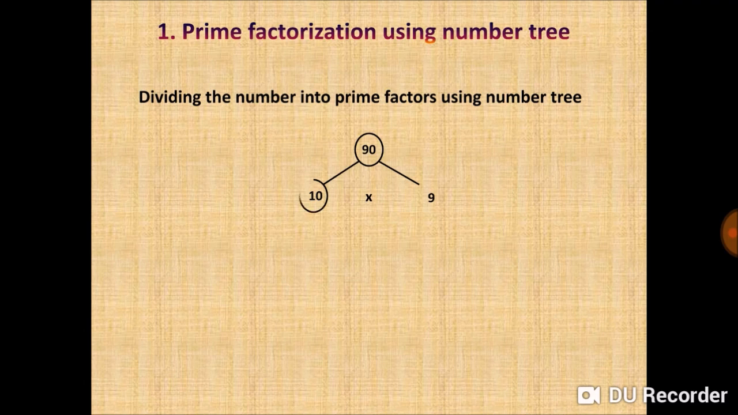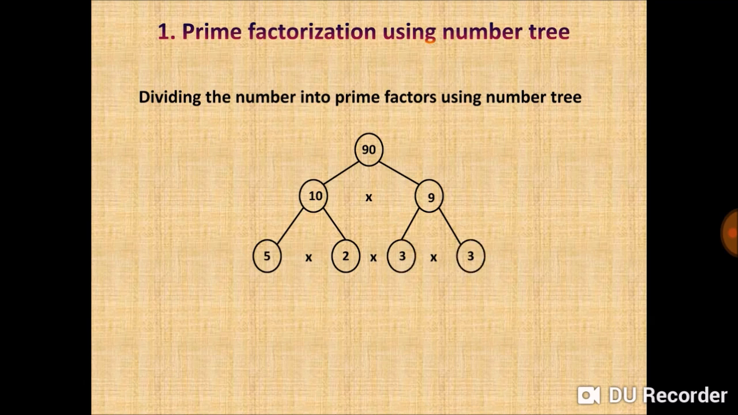10 multiplied by 9. Then now I am going to factorize 10 into 5 and 2. 5 multiplied by 2, that gives 10, and circle 5, circling 2. Now this side I want to divide 9 into 3 and 3. 3 multiplied by 3. Now I will encircle 3 and 3. So now in between I am writing multiplication sign here also.